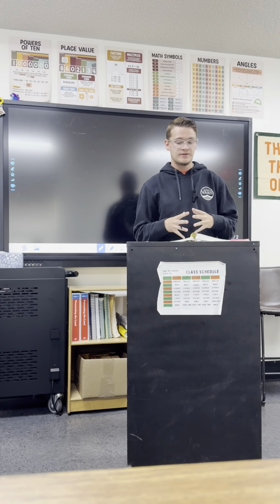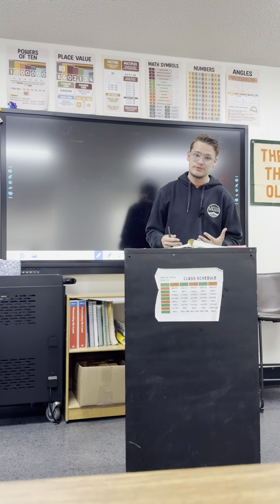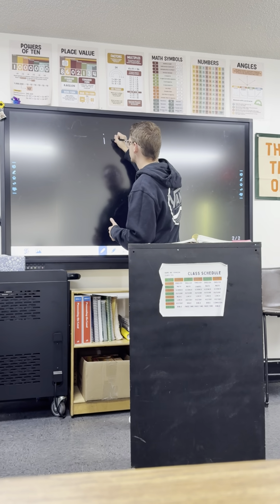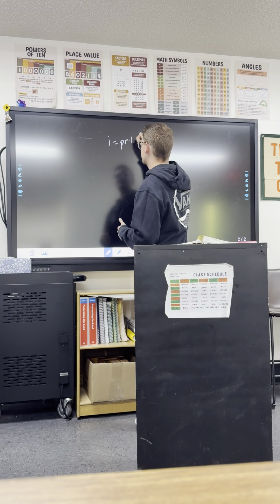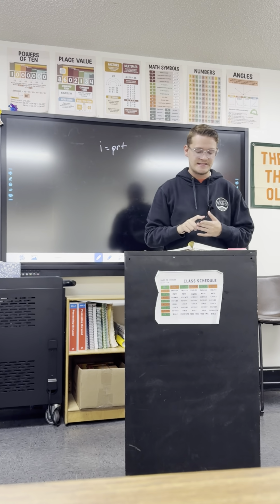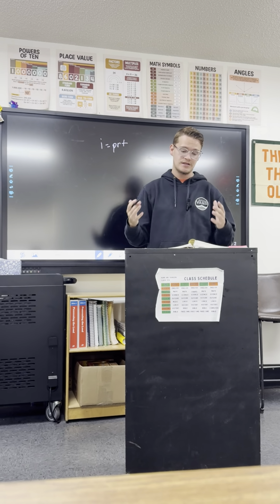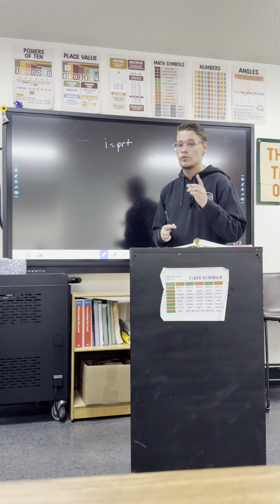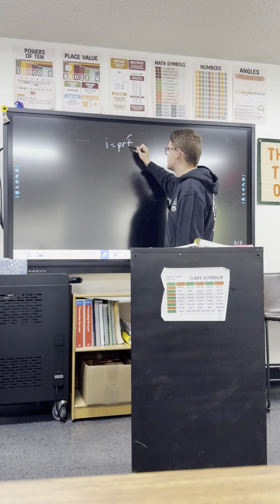Hey guys, so yesterday we talked about simple interest. We said that the formula was I equals PRT, which is interest equals principal times rate times time. And those are the three pieces of information that the problem is always going to give us. What I want to focus on today, however, is this T right here.